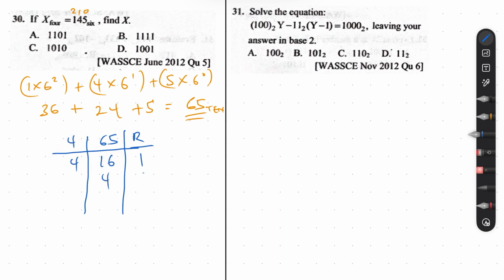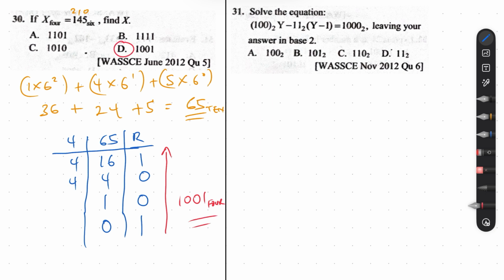4, remainder 0. How many times does 4 go into 4? 1 time, remainder 0. Now how many times does 4 go into this 1? 0 times, remainder 1. So that is our answer: 1001 base 4. Do we have it? Yes, which is D.